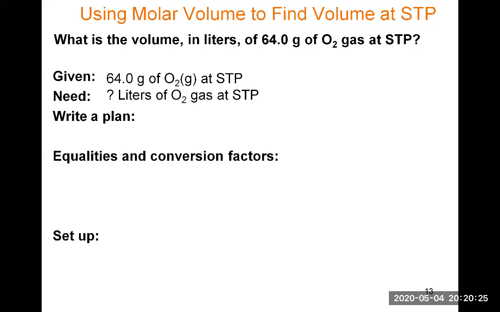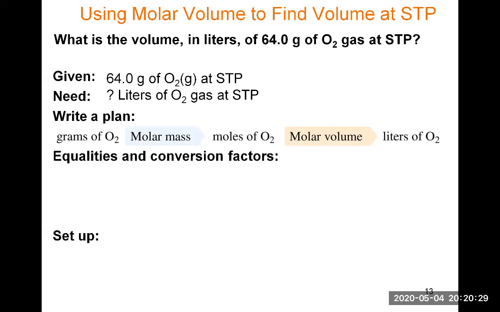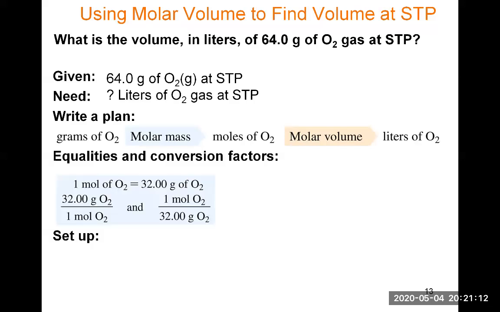When we want to change grams into moles, we use the molar mass. So we will go from grams of oxygen, use the molar mass to change that into moles of oxygen. And then using the molar volume, we will change those moles of oxygen to liters of oxygen. So we will need 2 conversion factors. The first conversion factor is the molar mass of oxygen, which you get from the periodic table. Look at oxygen: the atomic mass is 16.00 grams for 1 atom, and there are 2 atoms per formula, so you multiply by 2. The molar mass of oxygen is 1 mole of oxygen equals 32.00 grams of oxygen.